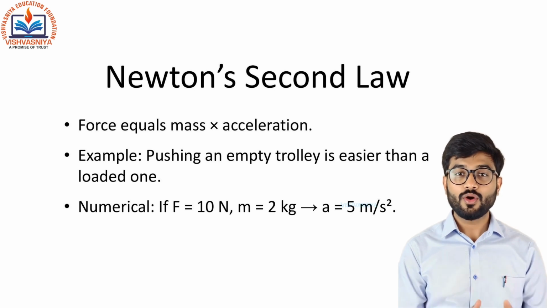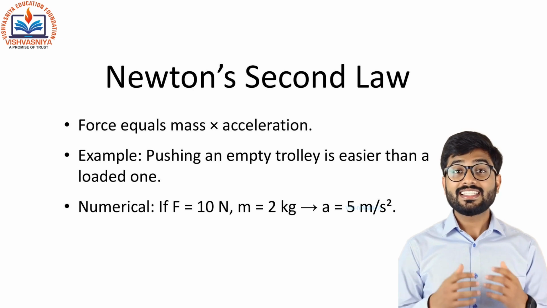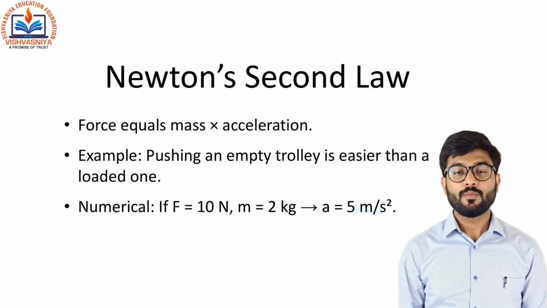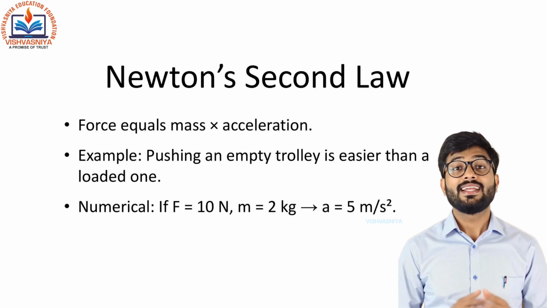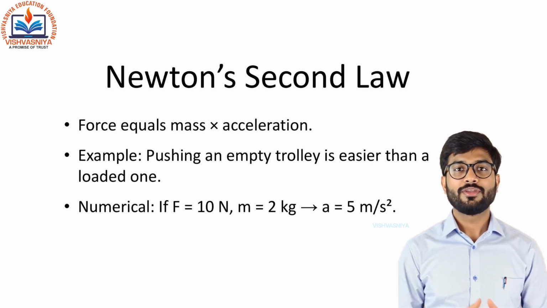Second law, law of force. This law connects force, mass, and acceleration. It states the rate of change of momentum of a body is directly proportional to the applied force and occurs in the direction of that force. We express it as force equals mass multiplied by acceleration. Example, if an object of 2 kilograms is to be accelerated at 5 meters per second squared, then force equals 2 times 5 equals 10 newtons.